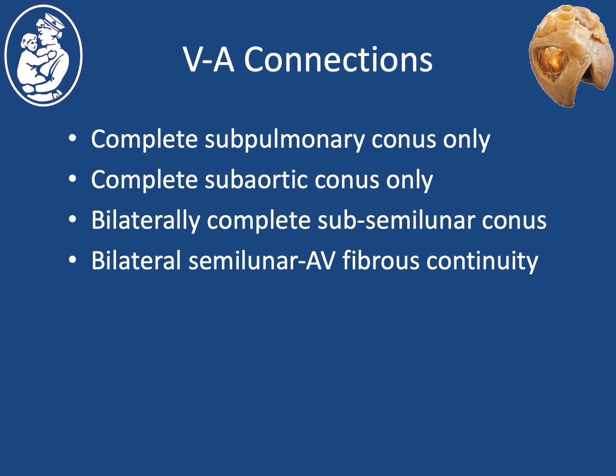And there can be absent subsemilunar conus bilaterally, that is, direct semilunar to AV valve fibrous continuity of both semilunar valves. And this can be seen in a number of situations, including double outlet left ventricle and transposition of the great arteries.